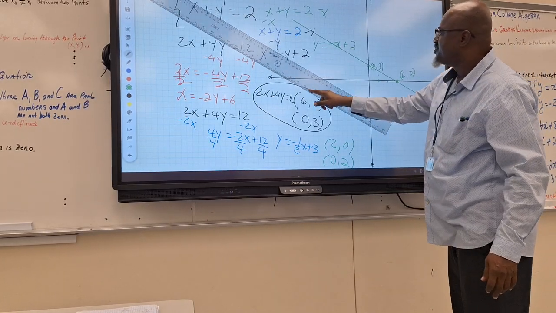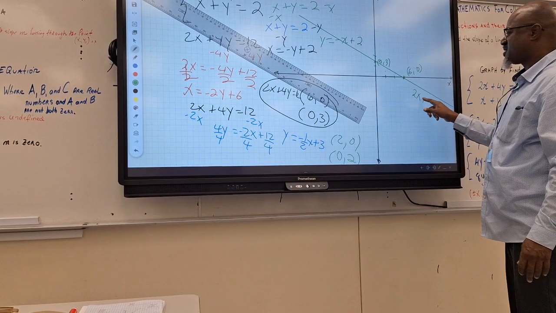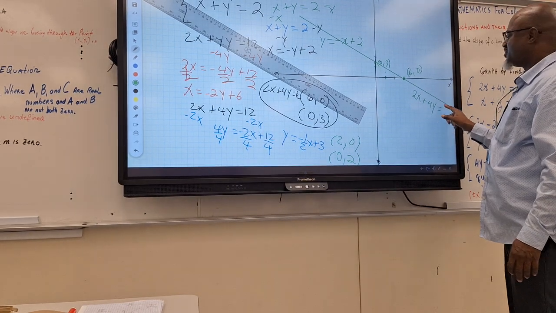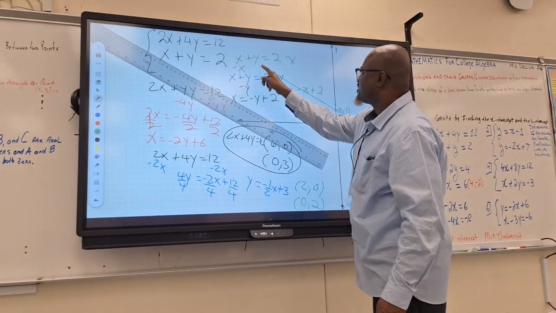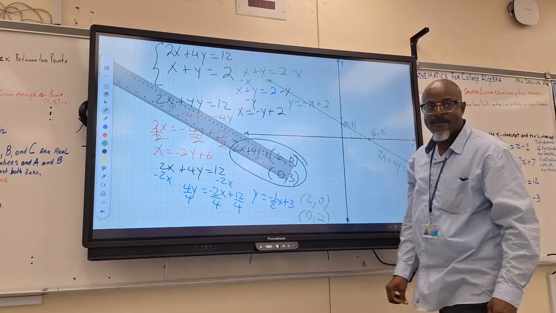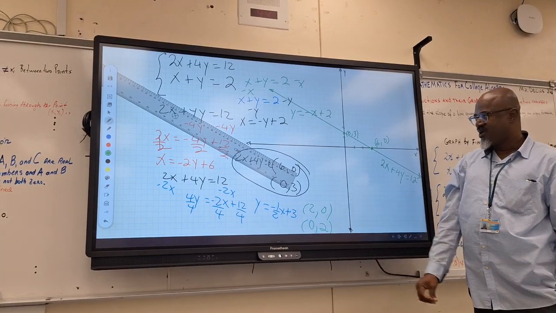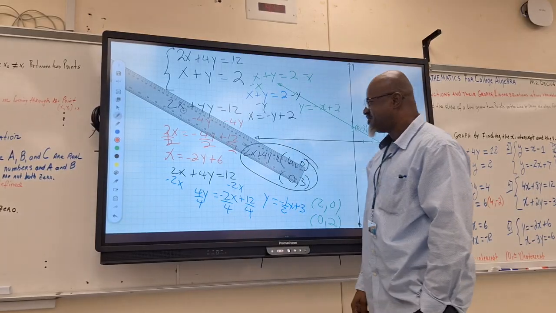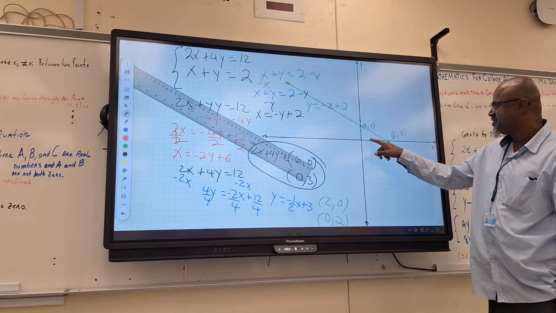And this equation was what? 2x plus 4y is equal to 12. I'm done with that. So I'm going to go with the other one. One point was 2, 0. Where will you find 2, 0? To the right. This is 2, 0 here.